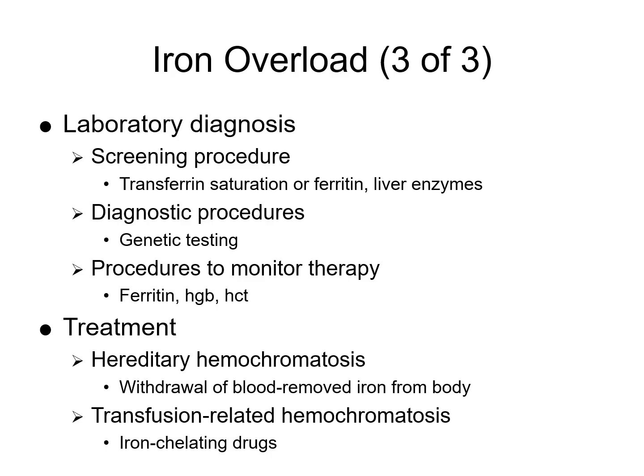For treatment of hereditary hemochromatosis, we would do a phlebotomy, or withdrawal of blood. This patient would have regular blood removal, which would reduce body iron by stimulating utilization of stored iron to help make new red blood cells. For transfusion-related hemochromatosis, we would use iron chelating drugs. These medications bind excess iron to promote its excretion. This is used when phlebotomy is not feasible.